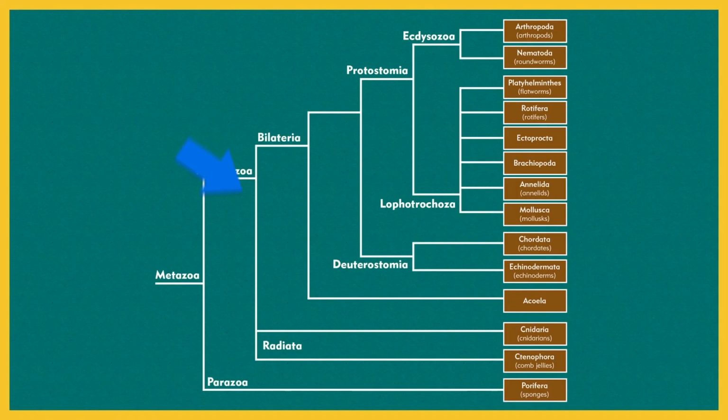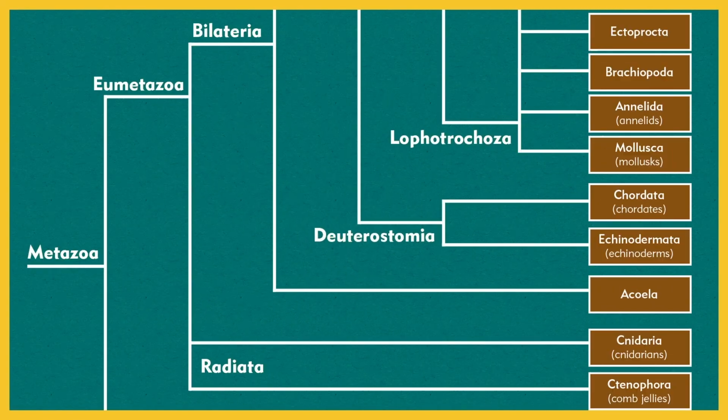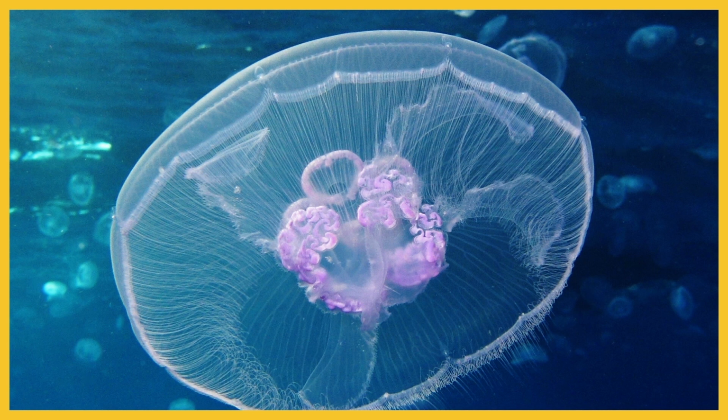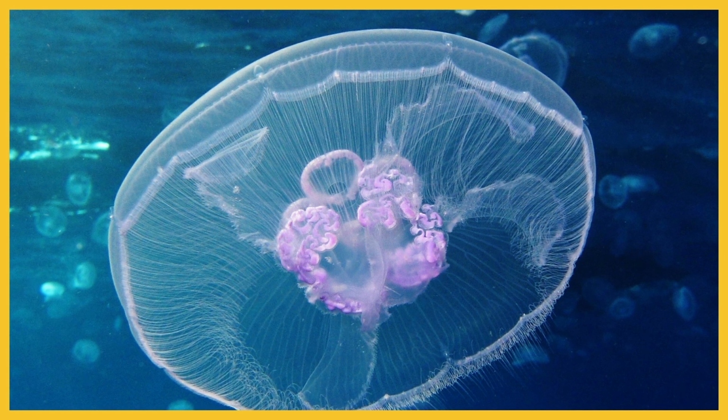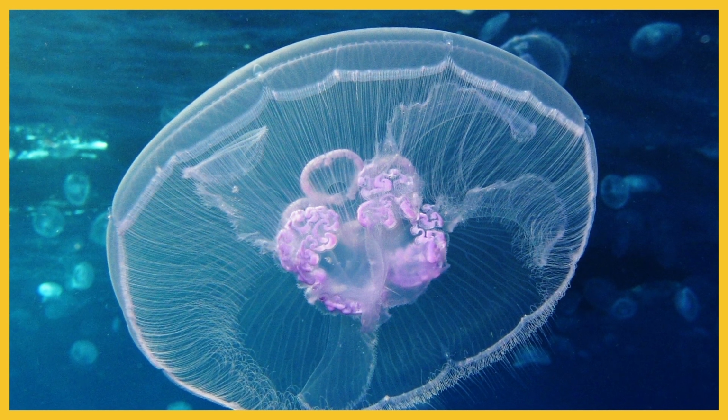Moving right along the tree, we find our next big split. This branch has to do with body symmetry, and the two groups are animals with radial symmetry and animals with bilateral symmetry. Radial symmetry is when you cut the body in several slices, like a pizza, and get something similar. But don't try this at home. Think jellyfish, for example. There are no clear left and right sides, just a top and bottom.